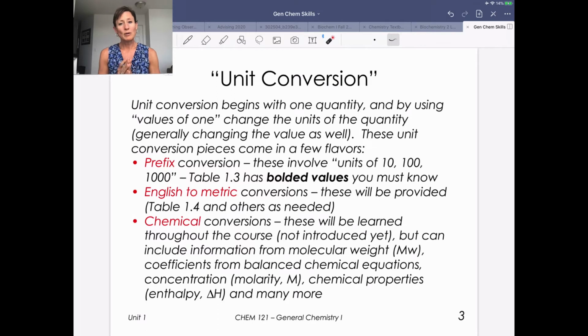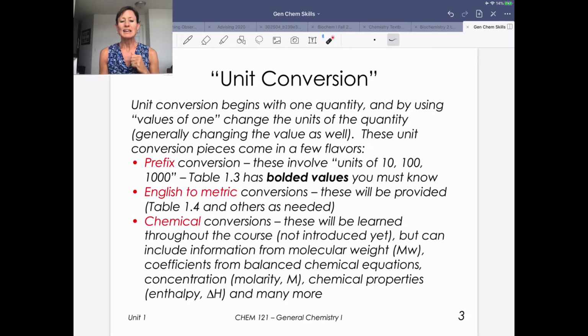And then importantly, we have chemical conversions. We are going to learn these as we go throughout the course. We're not going to introduce them yet, but we're going to introduce their concept and understand that we'll be able to use them to help us solve chemical problems. So they're things like molecular weight, coefficients from balanced chemical equations, talking about things like concentration, which we measure in molarity, and chemical properties like enthalpy, and so many more. Unit conversion is going to be a skill that we will see throughout the entirety of this course, so it's a really important skill to master early.